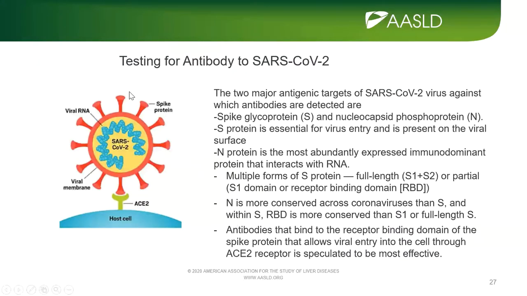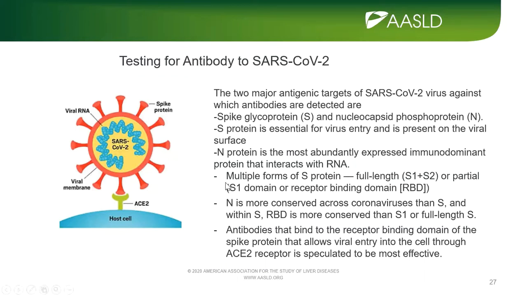This is a cartoon of the structure of the SARS-CoV-2 virus. It shows the two major antigenic targets of the SARS-CoV-2 virus against which antibodies are detected. And these are the spike glycoprotein and the nucleocapsid phosphoprotein. The S protein is essential for virus entry and is present on the viral surface, as shown here, joining with the ACE2 receptor on the host cell. The N protein is the most abundantly expressed immunodominant protein that interacts with the RNA.